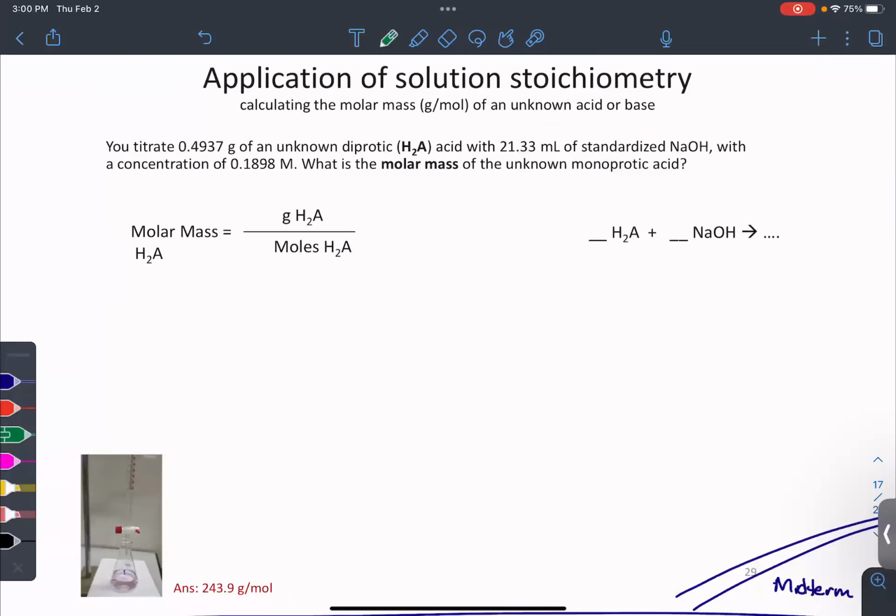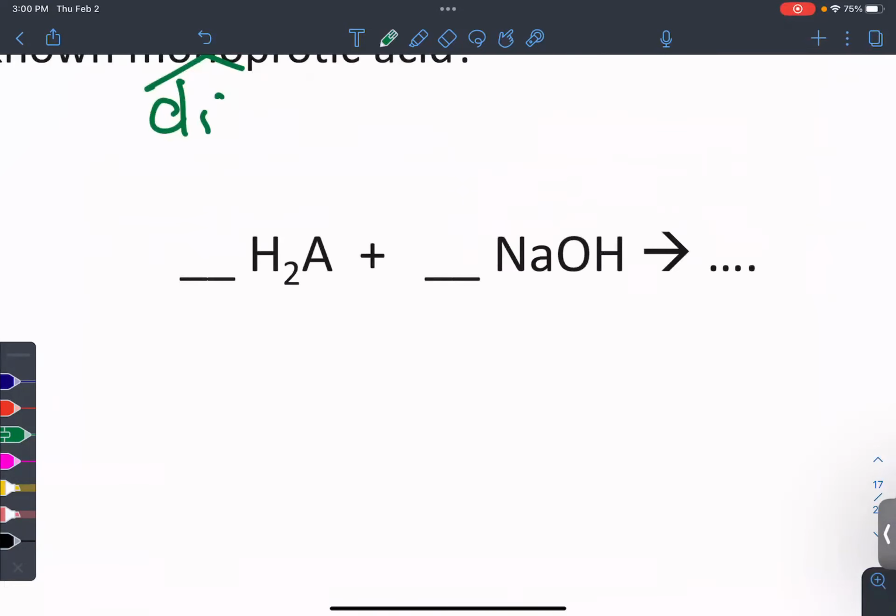So this is the last slide of chapter 4. It's the same numbers, I just changed the substance. Here it says you titrate 0.4 grams of an unknown diprotic acid with 21 milliliters of base with that concentration. What is the molar mass of the, oh, that says mono, sorry, diprotic acid. So it's basically the same calculation, but the stoichiometry is different. The chemical reaction is different. So now let's balance this. What's the ratio here?